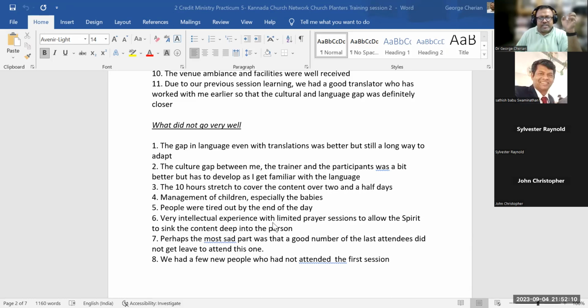Very intellectual experience with limited prayer sessions to allow the Spirit to sink the content deep into the person. We had so much content, we kind of pushed the content into 2.5 days. In the process, we missed out on spending sufficient time in prayer. Perhaps the most sad part was that a good number of the last attendees did not get leave to attend this one. We had a few new people who had not attended the first session. These were all negative things.